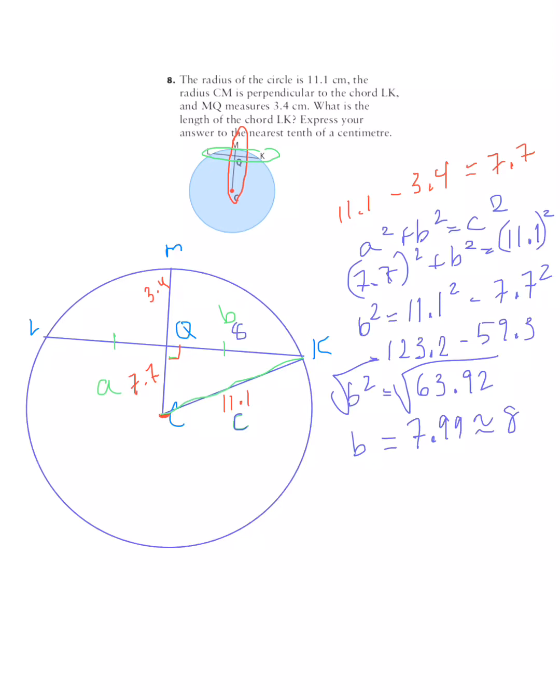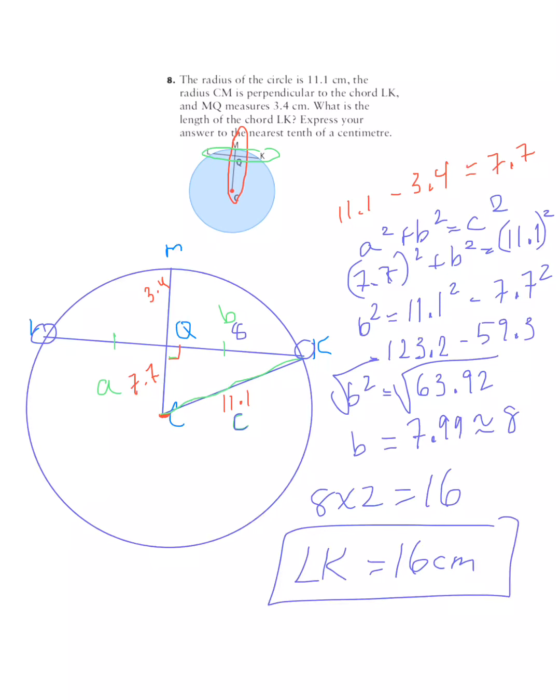So we found this is 8, and then the question actually asks for LK, all the way from L over to K, so we're going to times it by 2. So 8 times 2 gives us 16, so the distance LK is 16 centimeters. Just make sure you have your units in there. I haven't been writing them in the question because it's a little tough to write with this method, but just make sure your final answer has some units. So that's the steps we're going to try for these next couple questions: finding a spot to draw an additional radius and then using Pythagorean to solve it.